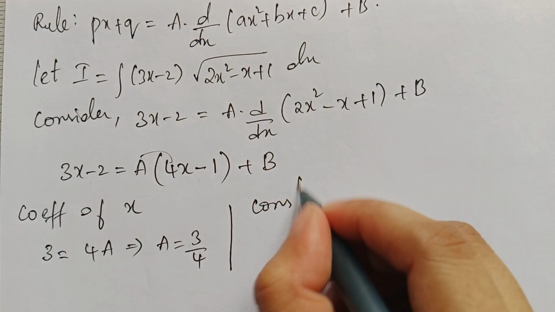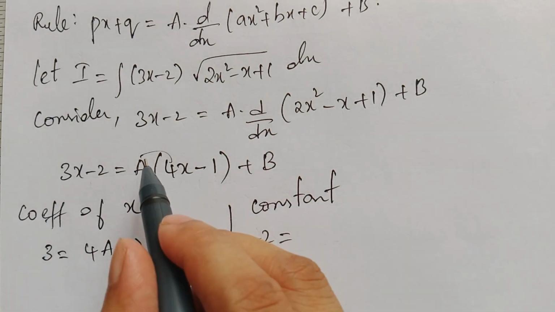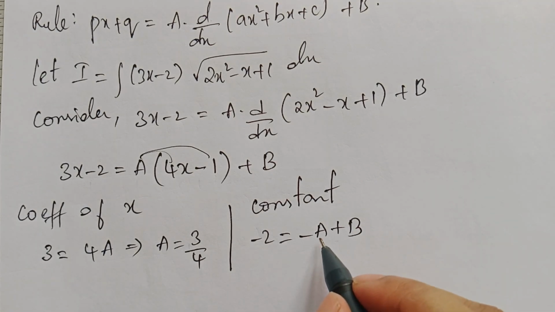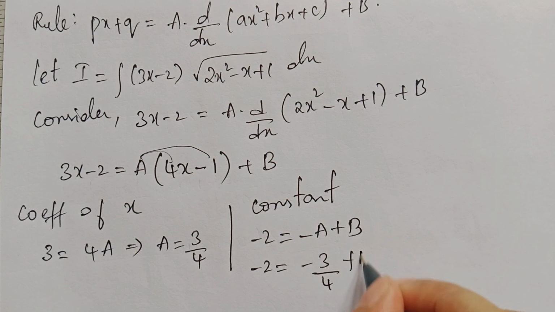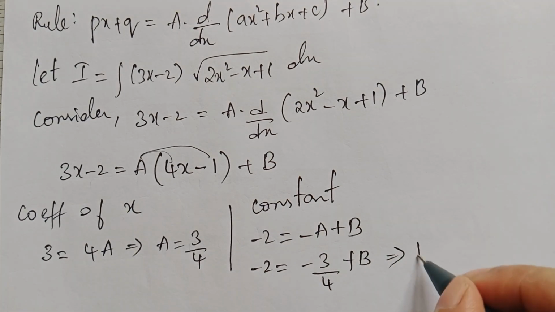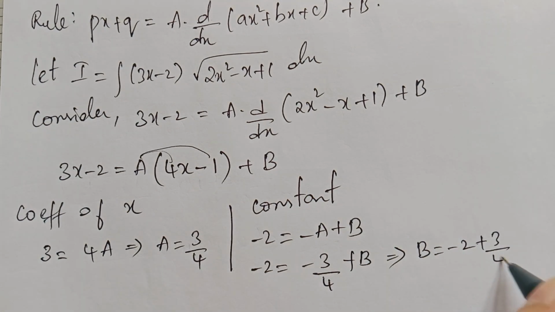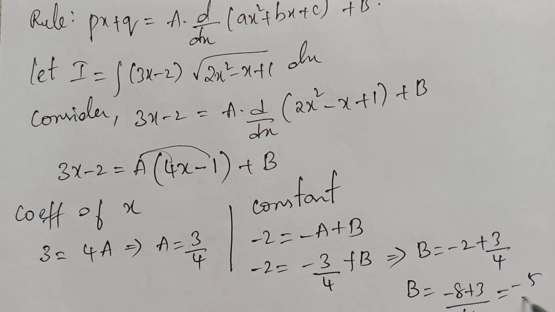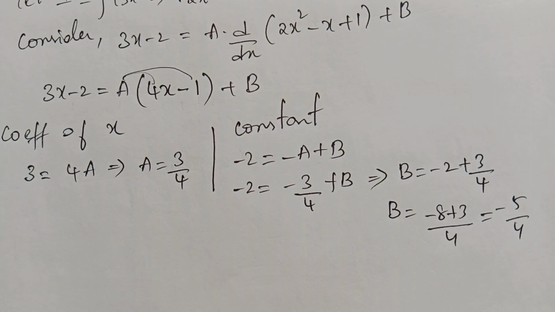Similarly, we will equate the constant terms on both sides. We get minus 2 equal to a into 1, so it is minus a plus b. Substitute the value of a here, so minus 2 equal to minus 3 by 4 plus b. So we get b equal to minus 2 plus 3 by 4. Taking the LCM, b is minus 8 plus 3 by 4, which equals minus 5 by 4. So the value of b is minus 5 by 4.